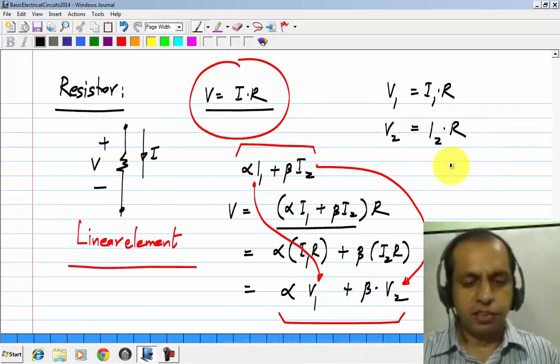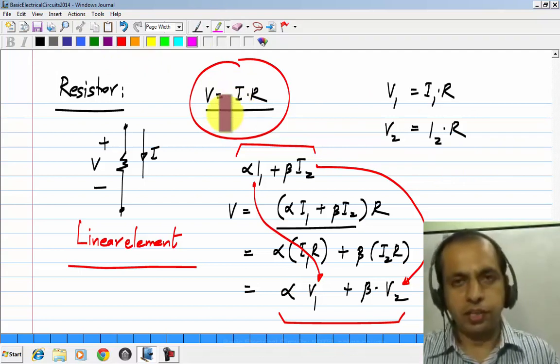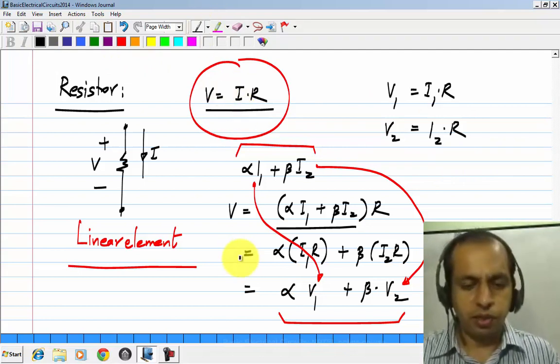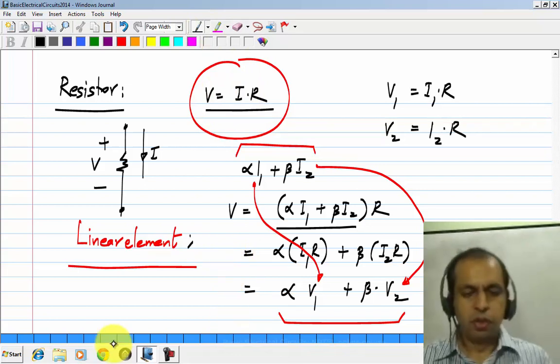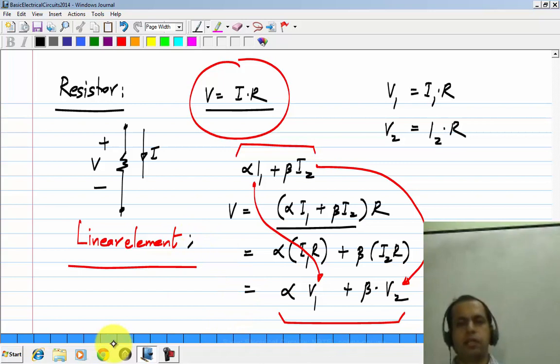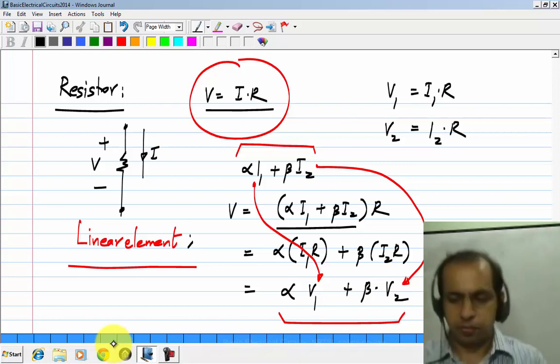And an essential feature of this is that if I is 0, V is 0. That is, if the excitation is 0, the response would be 0. Now let us try this test on other elements, particularly the voltage source and the current source, because they can be confusing. Sometimes you can apply a naive definition of linearity and say that they are linear, but they are not.